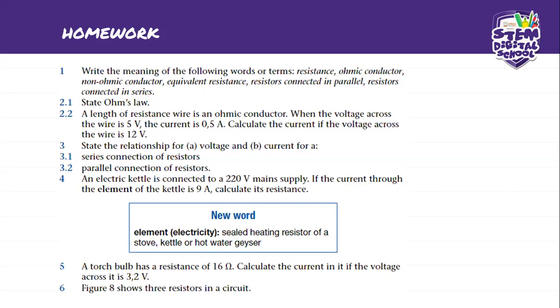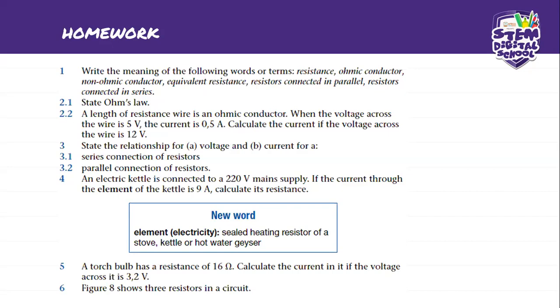Resistors connected in series are resistors that are connected in a series arrangement, next to each other in an electrical circuit, whereby the total resistance in series, Rs, is equal to R1 plus R2 plus R3.